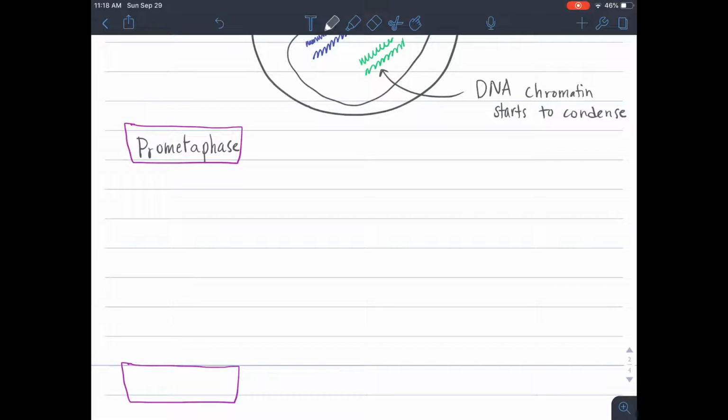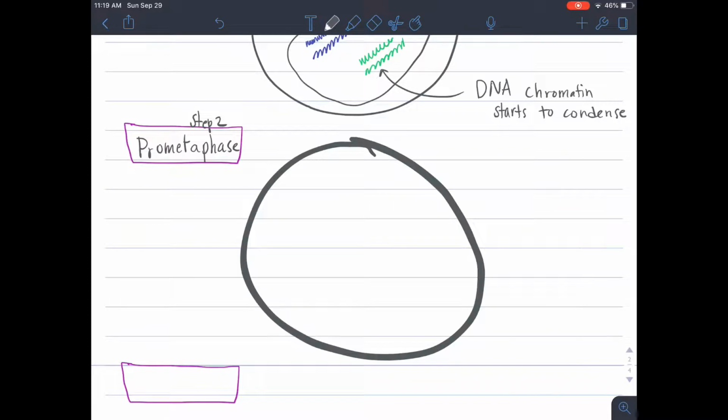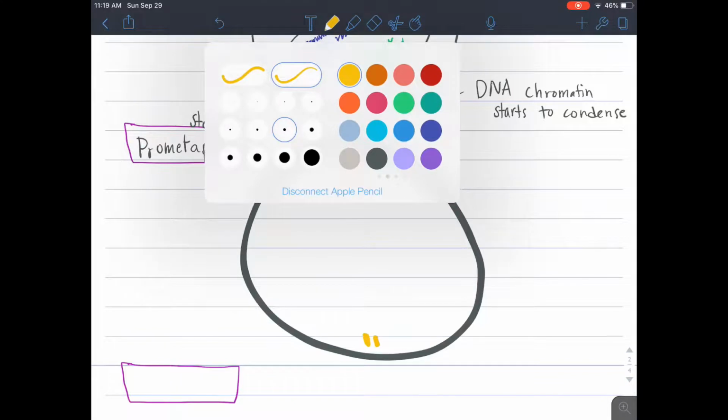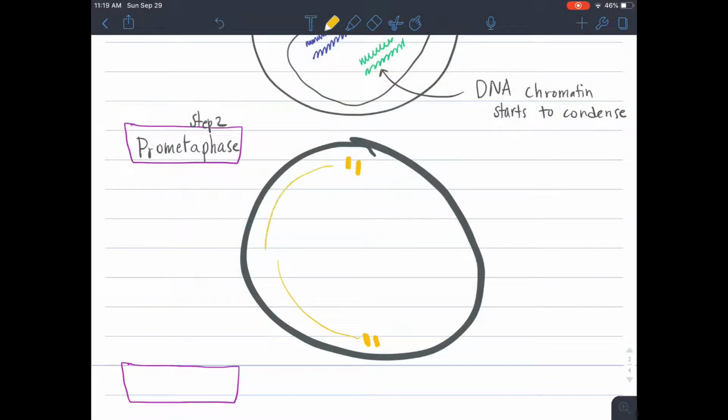Prometaphase is the next step, step number 2, and so we need to start by drawing our cell again. And those centrioles are actually now on opposite poles. So I have one set up here and one set down here, and they're sending those fibers all throughout the cell. And they're actually in search of the DNA. They're looking to grab a hold of the DNA. So let's see what's happening with the DNA at this point.